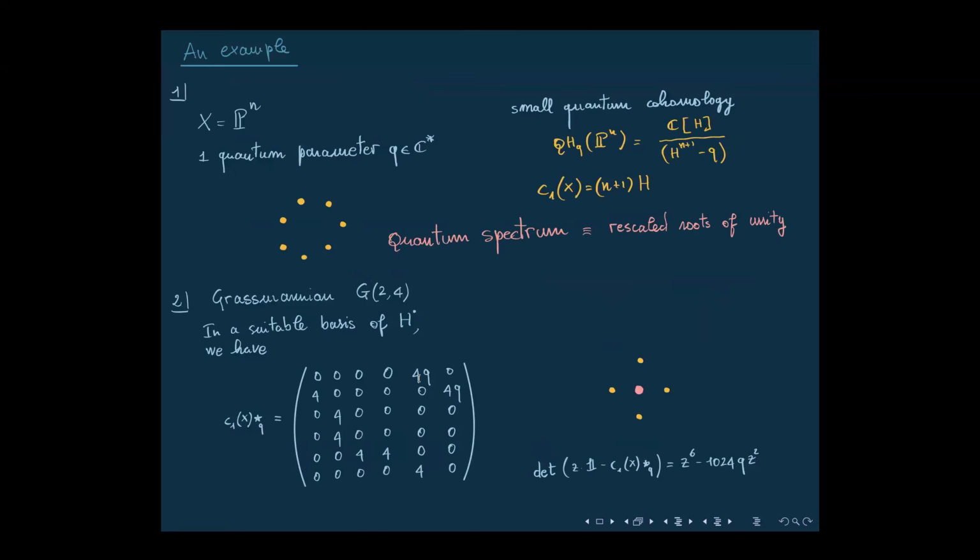As an example, take X the projective space Pn. The small quantum cohomology admits this presentation that you can read here. So, as you can see, it is a deformation of the classical cohomology algebra in which you have one deformation parameter q, and the first Chern class equals n+1 times the hyperplane class. And it turns out that the quantum spectrum is essentially a rescaling of the set of n+1 roots of unity.